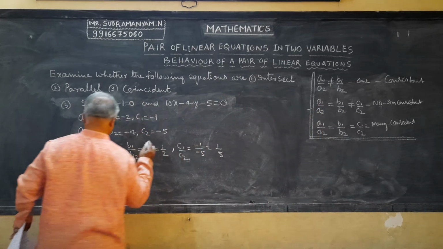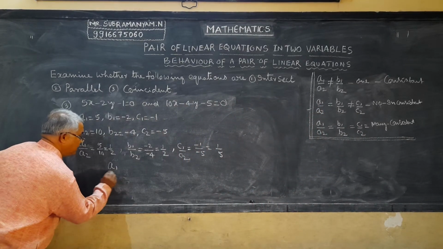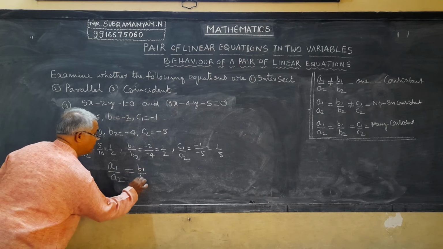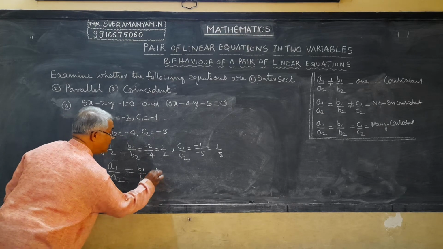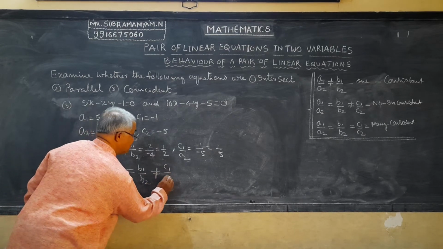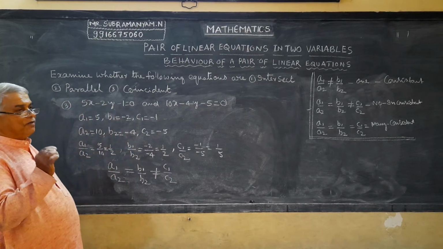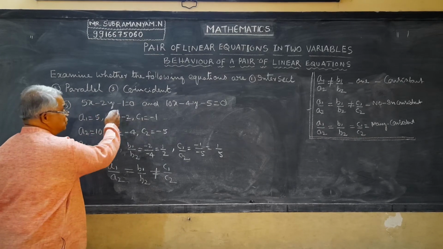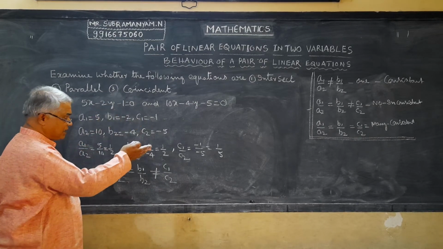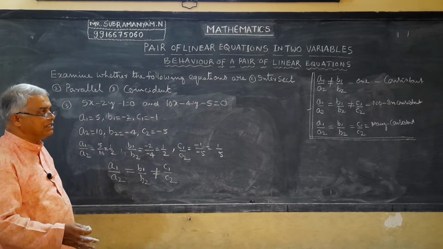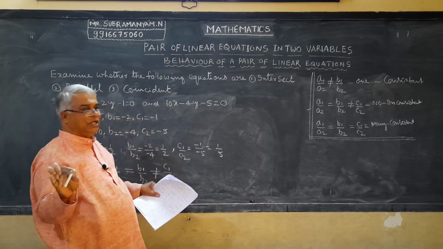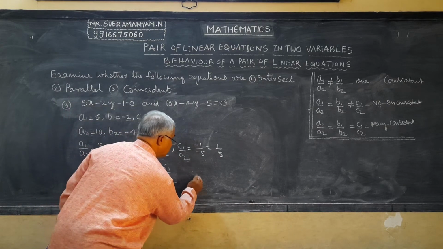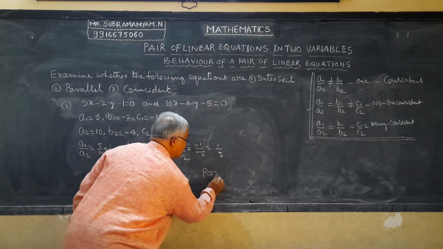So we write the condition here. A1 by A2 equal to B1 by B2 not equal to C1 by C2. So from this condition what we understand? These two linear equations, they don't have any solution. That means they are parallel to each other. Therefore, parallel.